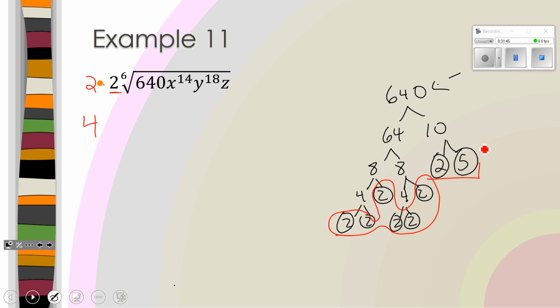What's left on the inside? A 2 and a 5. What do I do with the 2 and the 5? So what will I have on the inside? 10. Do you see how I just did my factor tree and put my numbers where they're supposed to go?